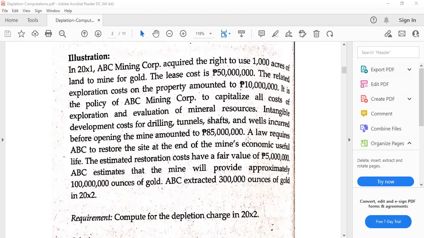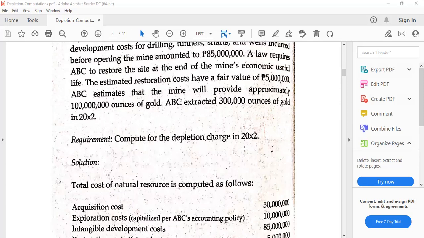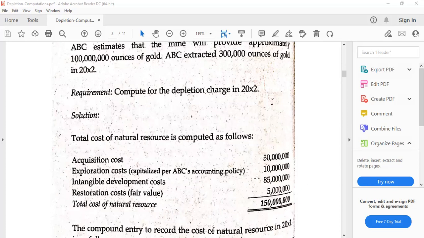developed by the company. For development costs, which will be tackled also exhaustively, if intangible, since we cannot properly segregate or separate intangible items from other assets, clearly this will form part of our acquisition cost total. Also, the cost wherein the company will be required to restore the property to its original condition, or if not exactly, at least close, will also be capitalized. So that's why we have here these items for a total cost of natural resource of 150 million pesos.